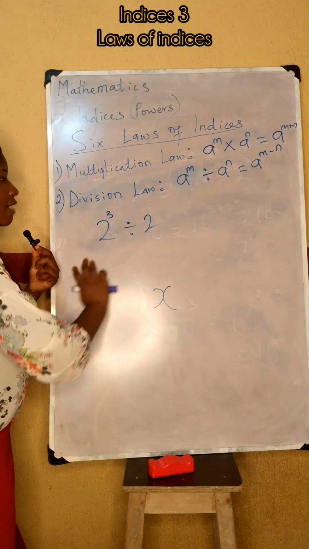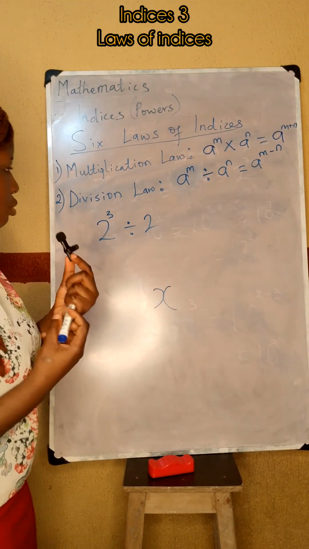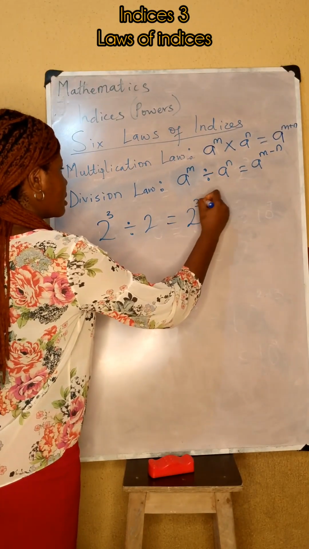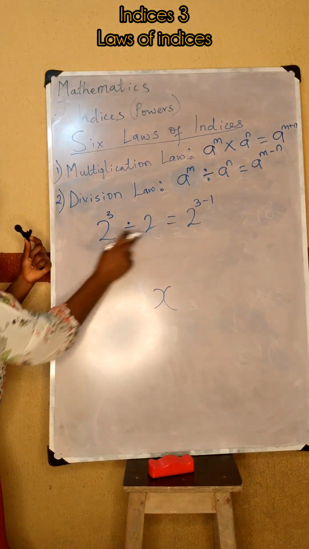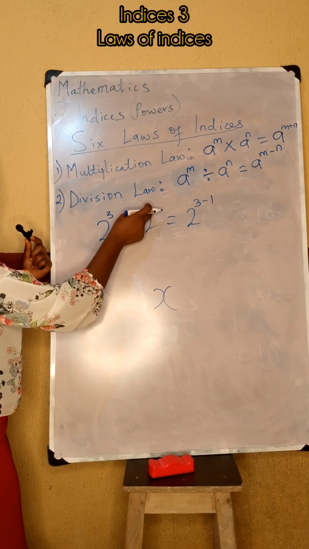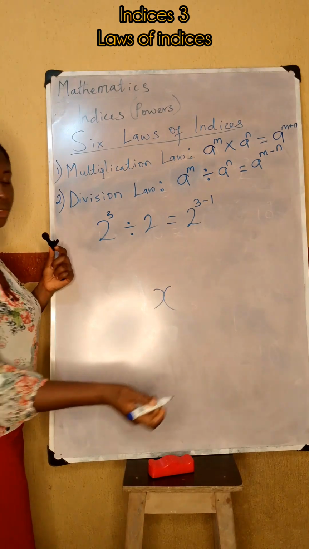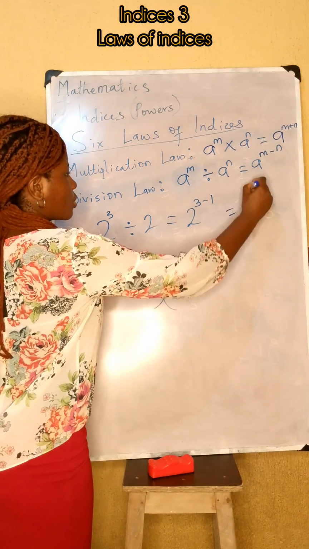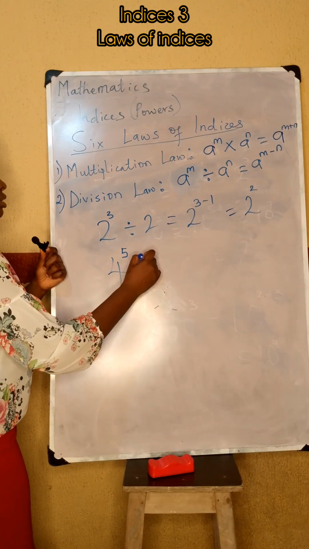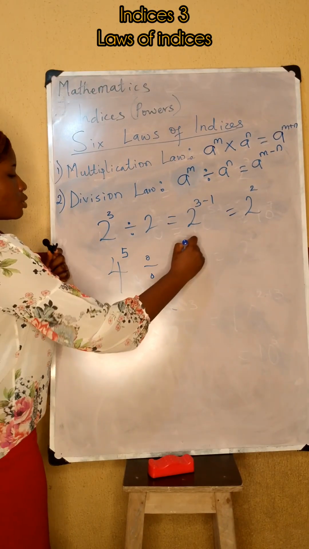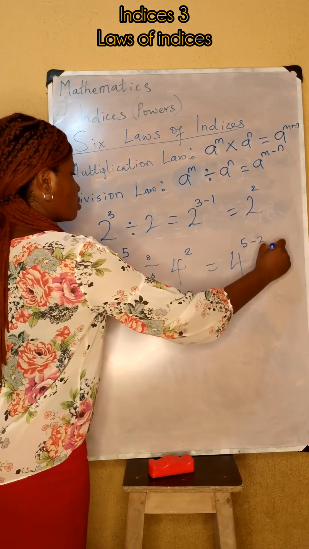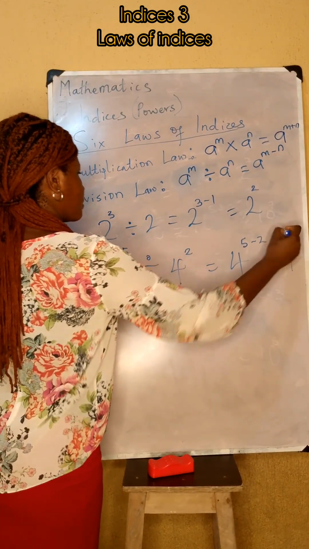So look at this. If I have 2 raised to power 3 divided by 2, this is going to become 2 raised to power 3 minus 1. Their bases are the same, so I will pick one base, then subtract their powers. There is an invisible 1 here. That's why it's raised to power 3 minus 1. So this is going to be 2 raised to power 2. Another example, if I have 4 raised to power 5 divided by 4 raised to power 2, this is going to become 4 raised to power 5 minus 2, which is 4 raised to power 3.